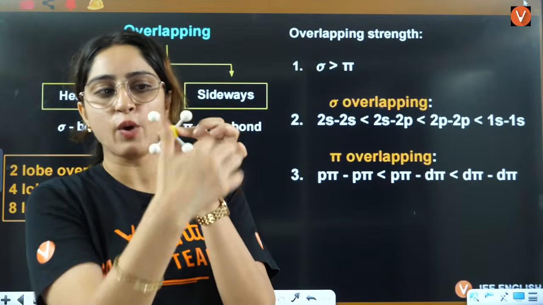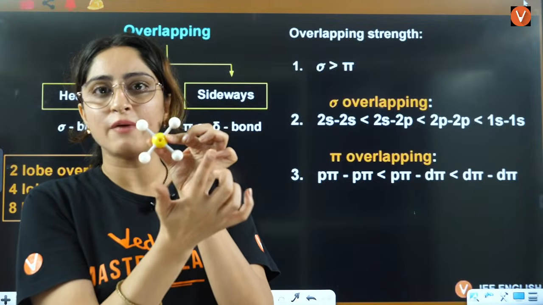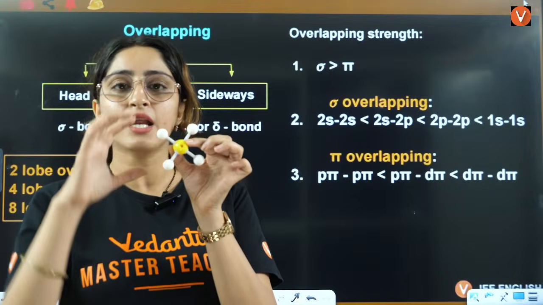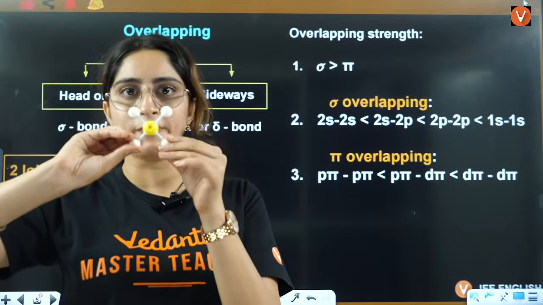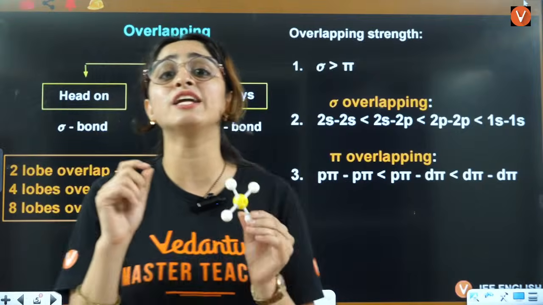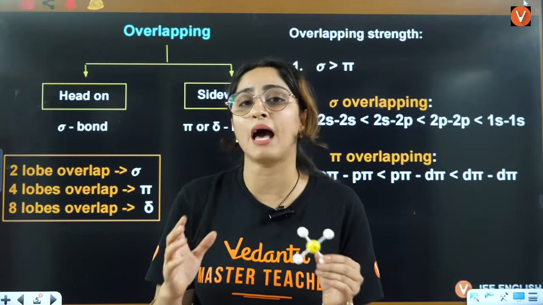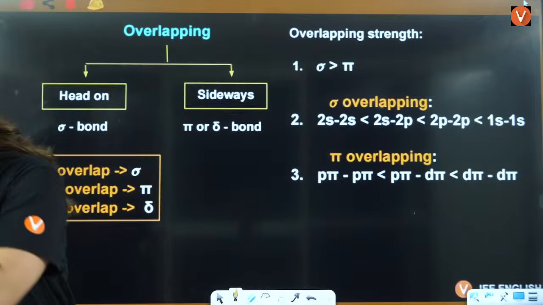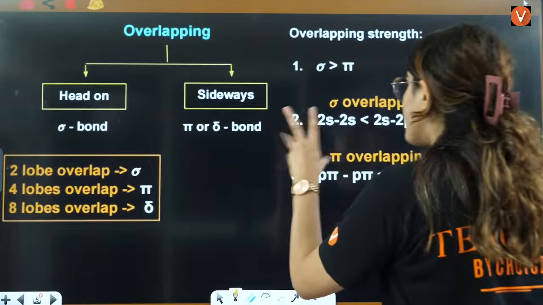Similar d orbital you have here. This one will overlap with this one, this one with this one, this one with this one, this one with this one, right? So 4 of this orbital, 4 of other orbital, 8 lobes will in total overlap with each other. That is called as delta bond, right?